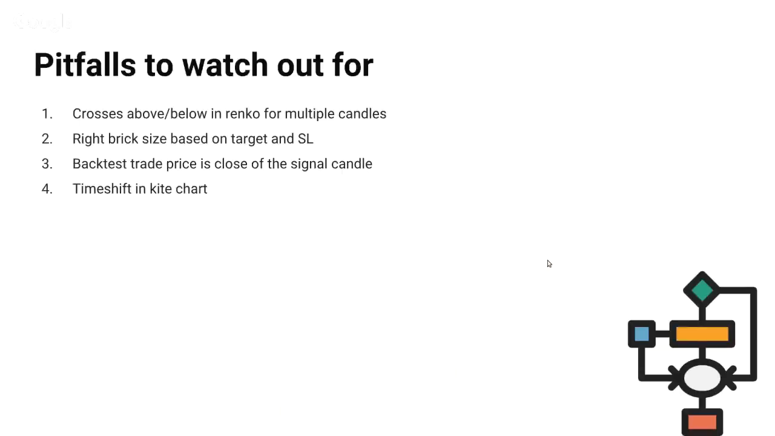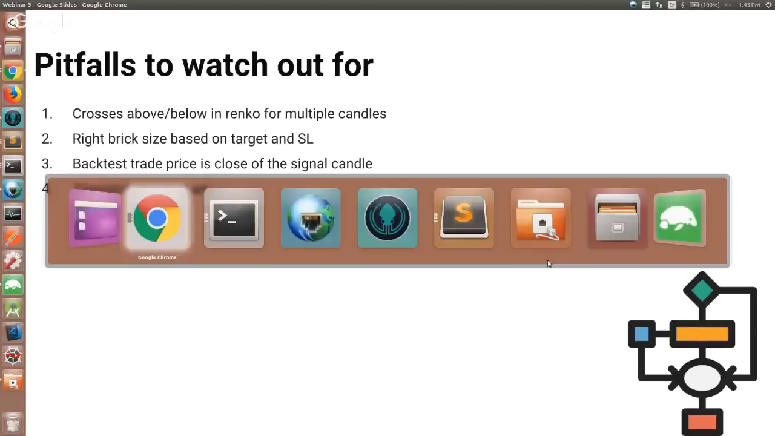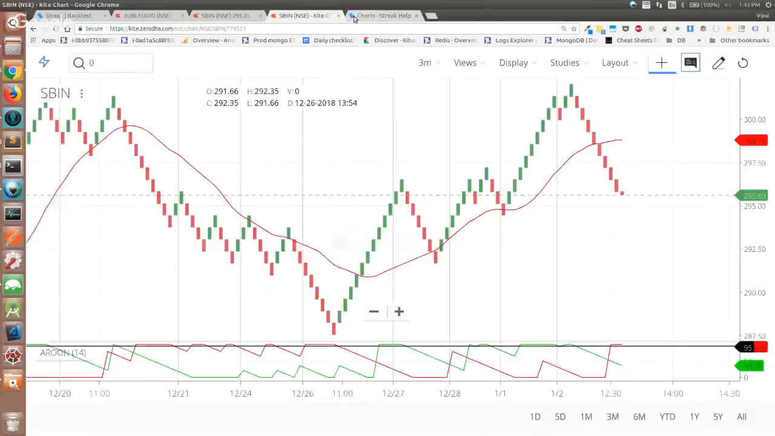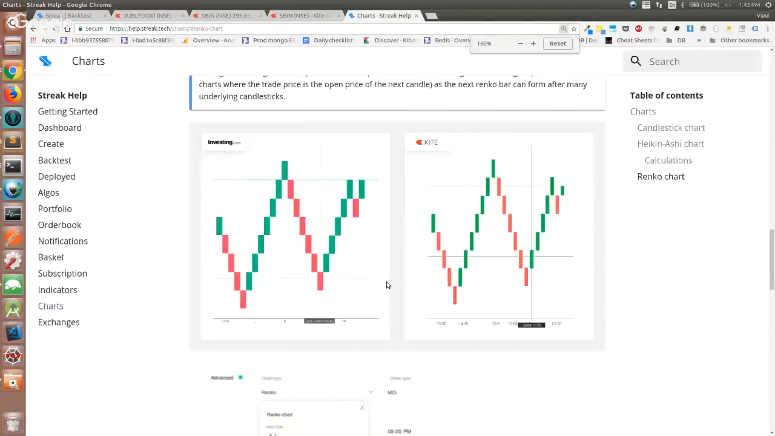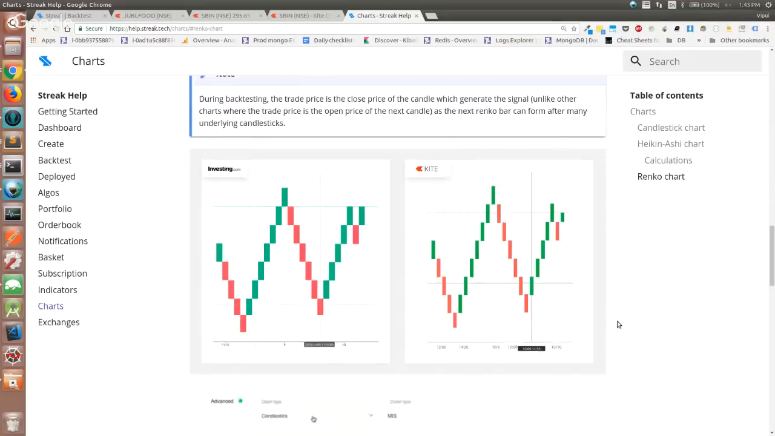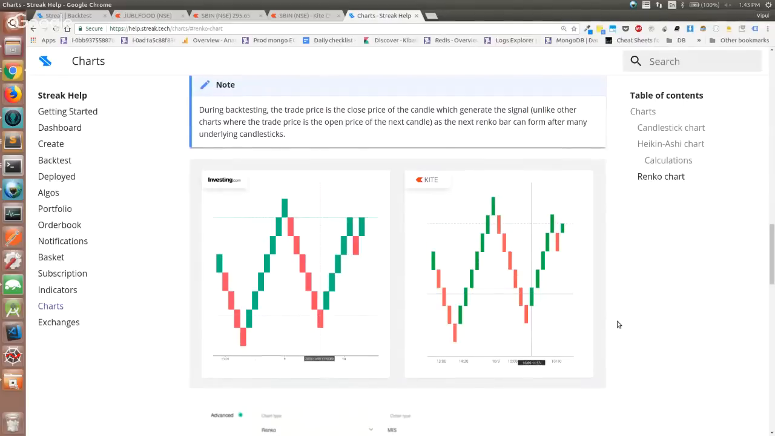Now, time shift in Kite chart. This is very crucial. You have to understand this. It has been shown with a diagram here. For those who can't see, I will just zoom in. Kite shows the time offset by one to the left, whereas any other chart provider shows it one time to the right. Kite is trying to maintain consistency and show the possible opening time of the Renko.